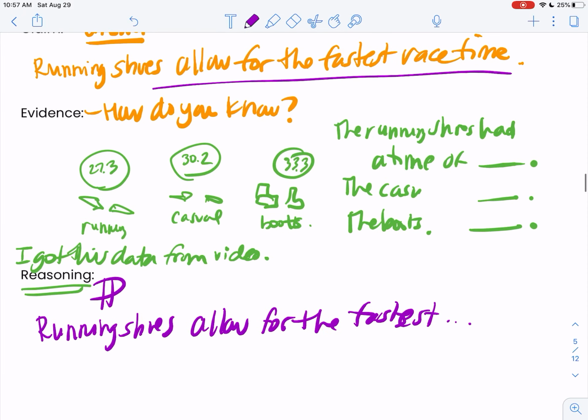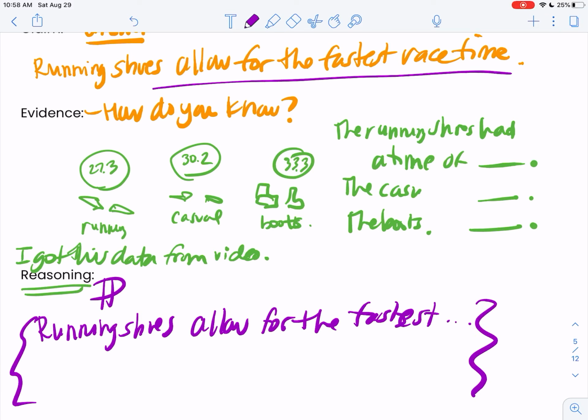Like we said before, they're lightweight, they fit to your foot, they have a good tread on them. Casual shoes might slip off. They don't really have a tie. They're not tight fitting, right? They have a weird heel at the bottom. That's going to probably impact your race time, okay? Boots are really bad because they're heavy, they're bulky, they don't allow your foot to move well, right?